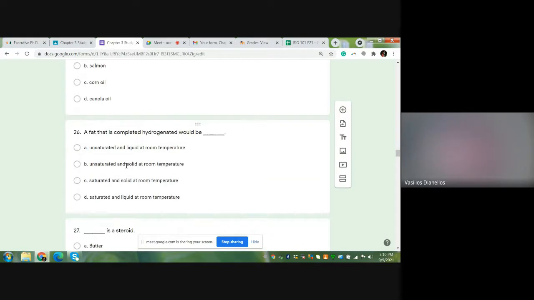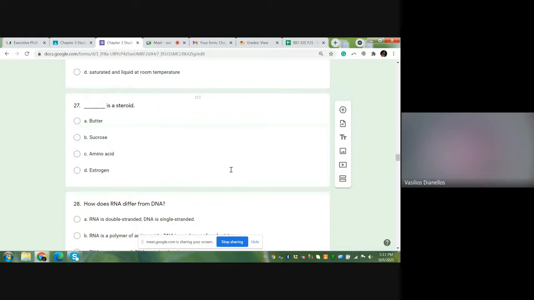All right. When you hydrogenate something, you're turning it from unsaturated to saturated, right? So you're putting hydrogen atoms on it. So a fat that is completely hydrogenated would be saturated. So we can get rid of A and B as the options. And then we're looking at, is it solid at room temperature or is it liquid at room temperature? You need to remember that saturated fats are solid at room temperature because of their shape, right? They're straight fatty acids, so you can stack them on top of each other. So they are solid at room temperature. Any questions about number 26?